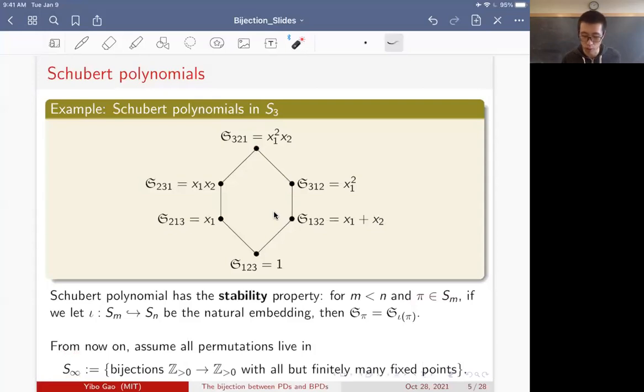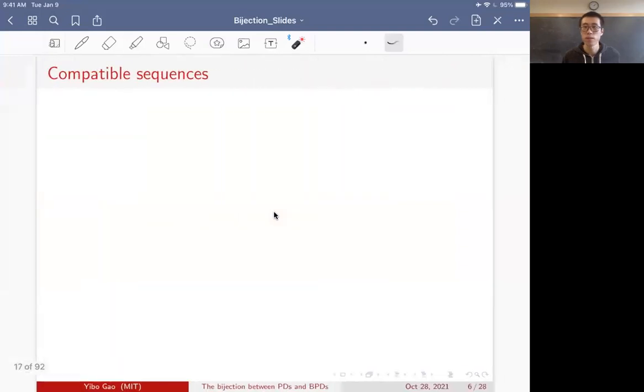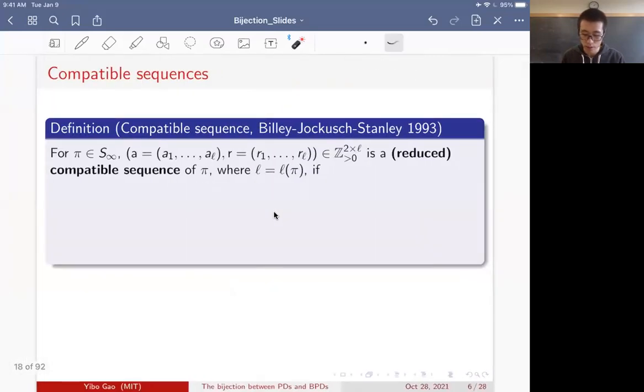Another non-trivial property of the Schubert polynomial is that the Schubert polynomials expand non-negatively into the monomials, which is also not obvious from the definition. But we'll talk about the combinatorial models that generate the Schubert polynomial. The first one of them is called compatible sequences, introduced by Billey, Jockusch, and Stanley in 1993.